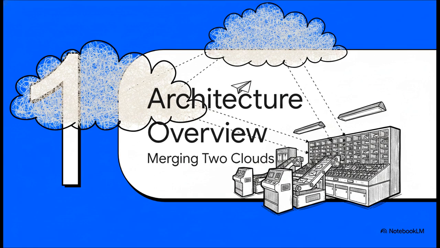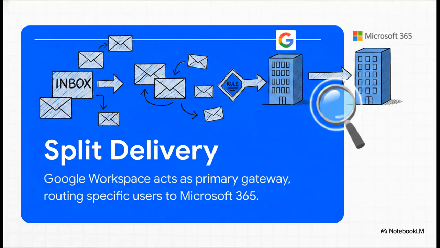How exactly do we merge two clouds? To really wrap our heads around this setup, I want you to visualize these two massive digital email systems as a physical mailroom sorting facility. What is split delivery, practically speaking? Well, it's a routing model where Google Workspace acts as the primary mail gateway. It catches all the mail and then uses a specific rule to basically push certain users' mail over to Microsoft 365. So think of Google Workspace as the main entrance, right?